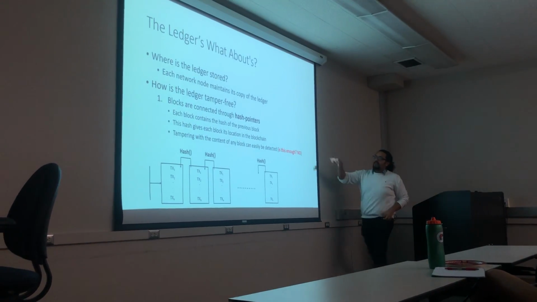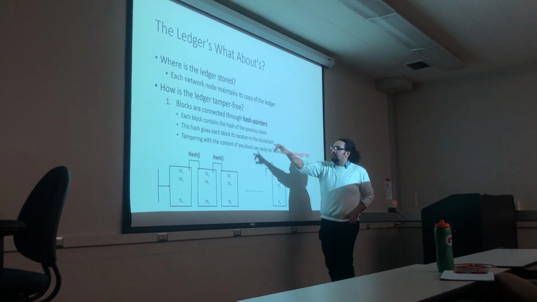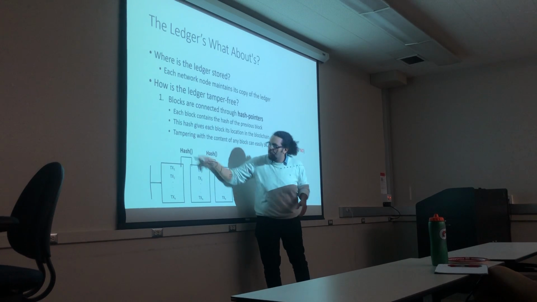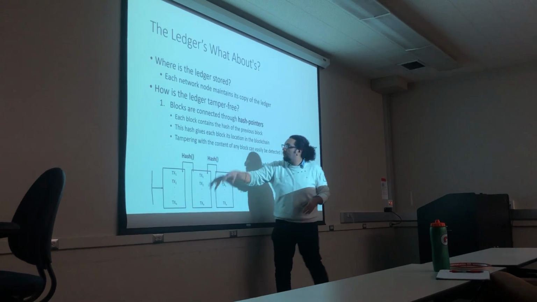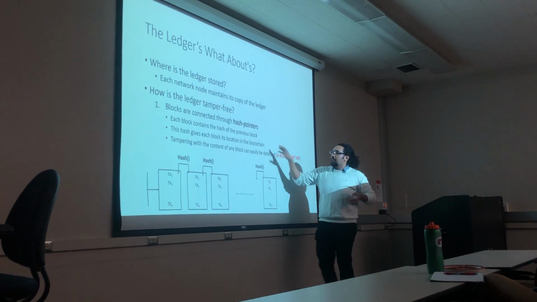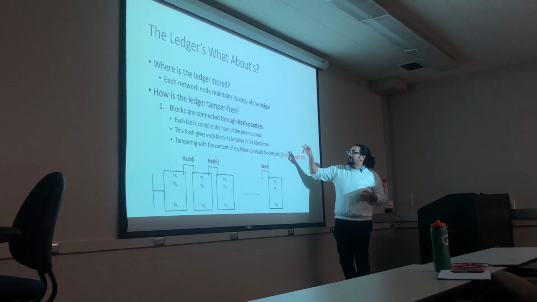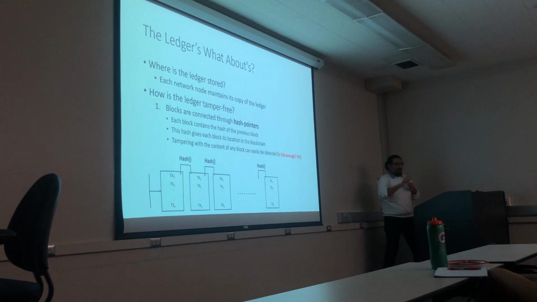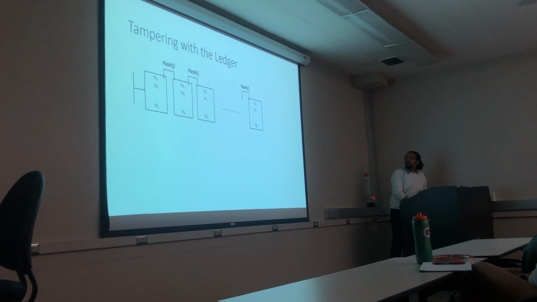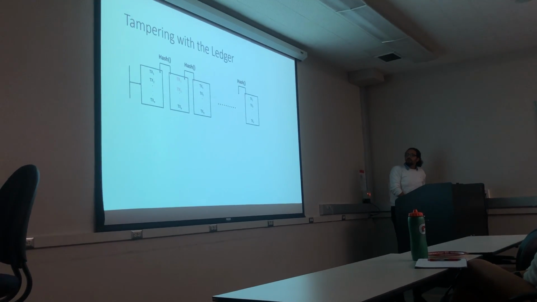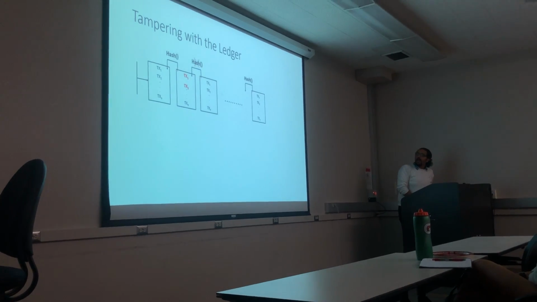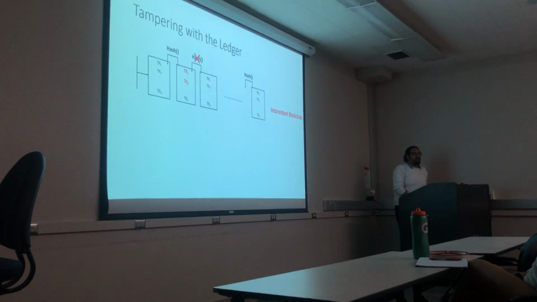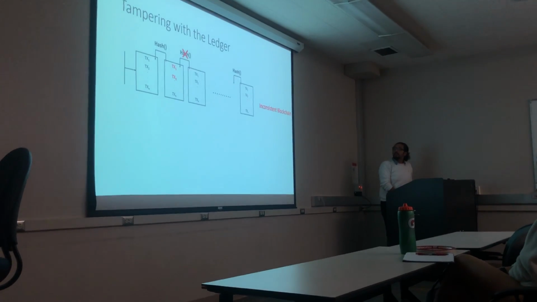So each block contains the hash of the previous block. The hash gives the block its location in the blockchain. So basically, block 2 has the hash of block 1, block 3 has the hash of block 2, and so on and so forth. And then tampering with the content of any block can easily be detected. But the question now is, is this enough? That was your question. No, it's not. So if I tamper some transactions here, the hash wouldn't match, and that will be inconsistent, right? It can be easily detected.